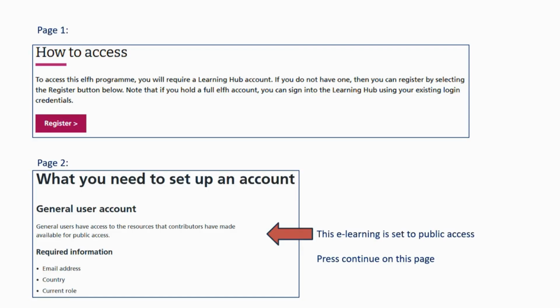So you start off, so I've just gone page by page, and on the e-learning platform, it asks you to register, and it tells you then what the required information that you need is, and that's just the email address, the country, and current role. You don't need to have a professional role there. You can tick the option of carer. So if we go on to the next slide.